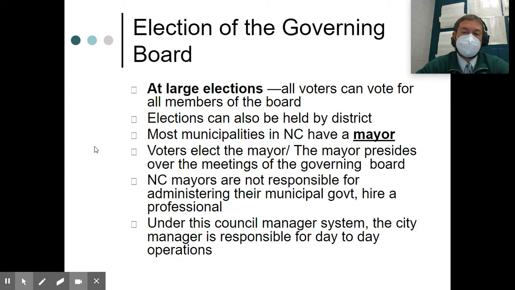There are at-large elections for the governing board. All voters can vote for all members of the board. Elections can also be held by district. Most municipalities in North Carolina have a mayor. Voters elect the mayor. The mayor presides over the meetings of the governing board. North Carolina mayors are not responsible for administering their municipal government, which means that they are not responsible for the day-to-day workings. They usually hire a city manager or a council manager.